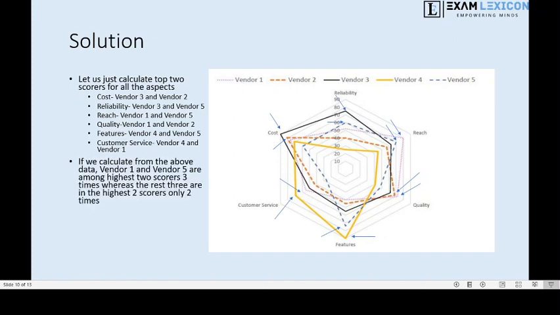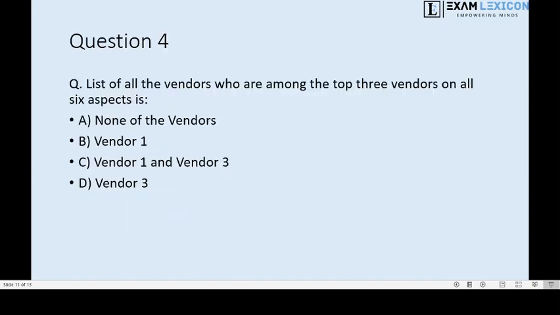So now if we just calculate from this data, vendor 1 and vendor 5 we can easily see are among the top two scorers 3 times. Okay, and the rest 3 are in the top two only 2 times. So as per the question, we can easily say that our answer is vendor 1 and vendor 5. They are the top two scorers the maximum number of times. Hence our answer is option D. Okay, now to the last question.